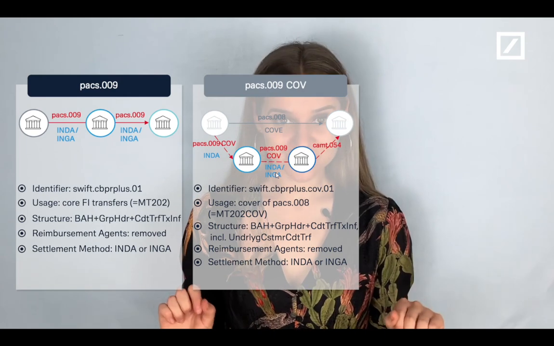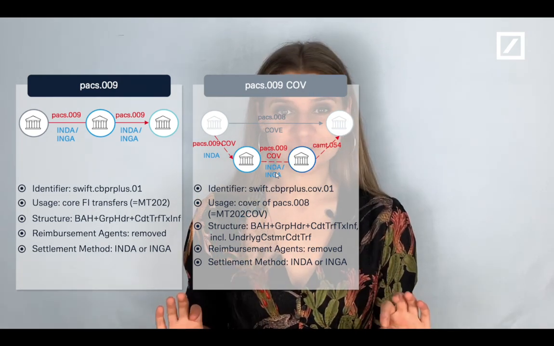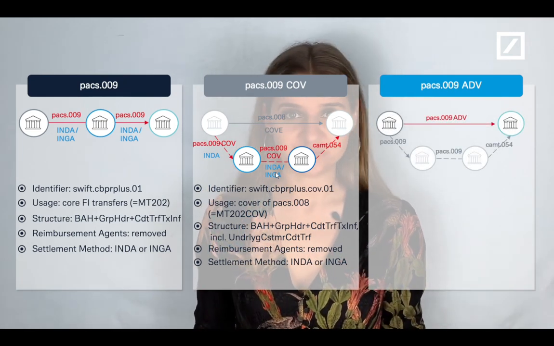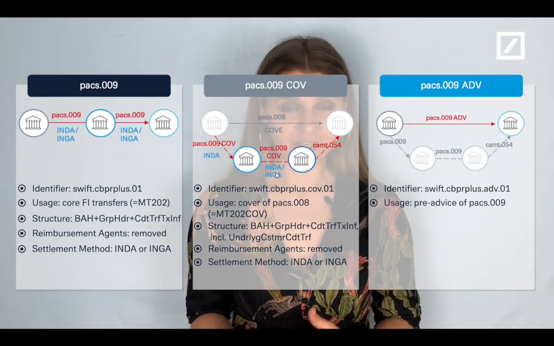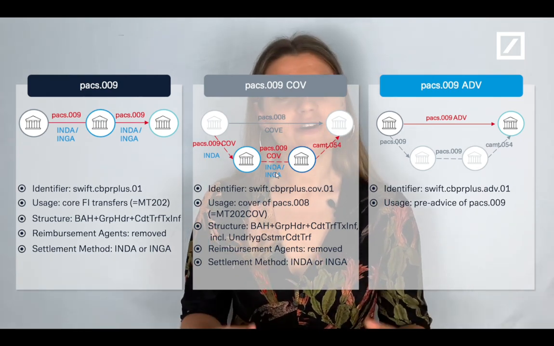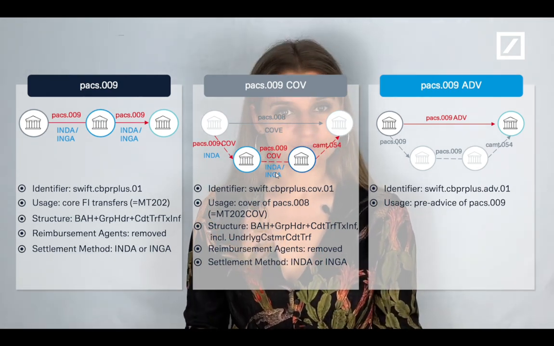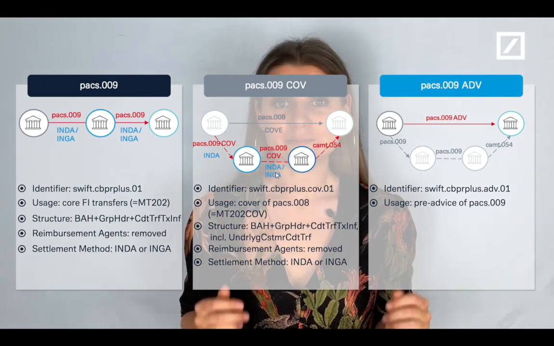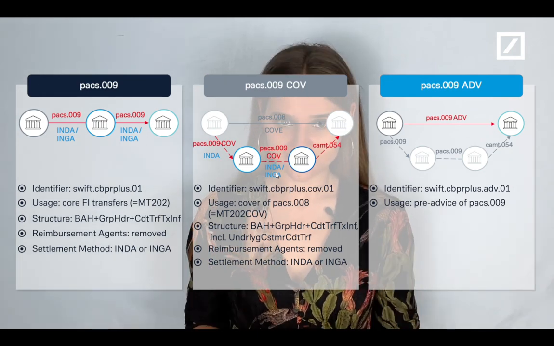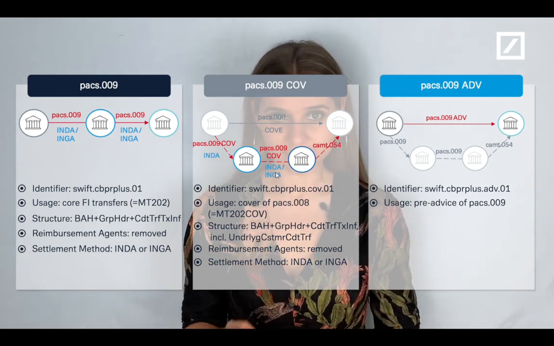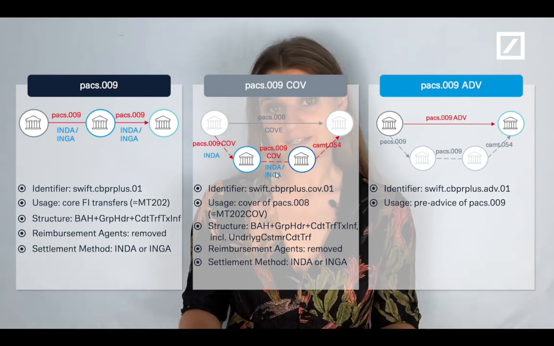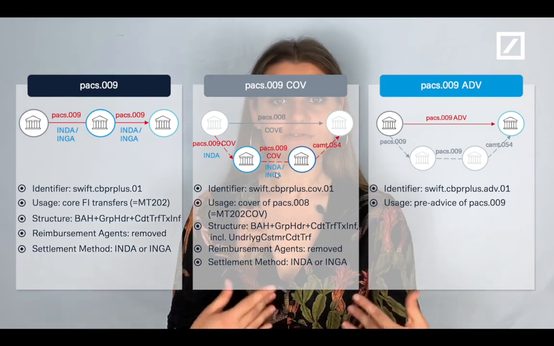Now let me introduce you to the message that creates most confusion: pacs.009 advice. Why is it there? What is it good for? The CBPR Plus actually created this message to pre-advise the receipt of the cover via pacs.009 for liquidity management purposes only. This message is sent directly to the creditor of the payment, which is always a financial institution, by the way. This is important. While the pacs.009 message is where the actual funds are settled.